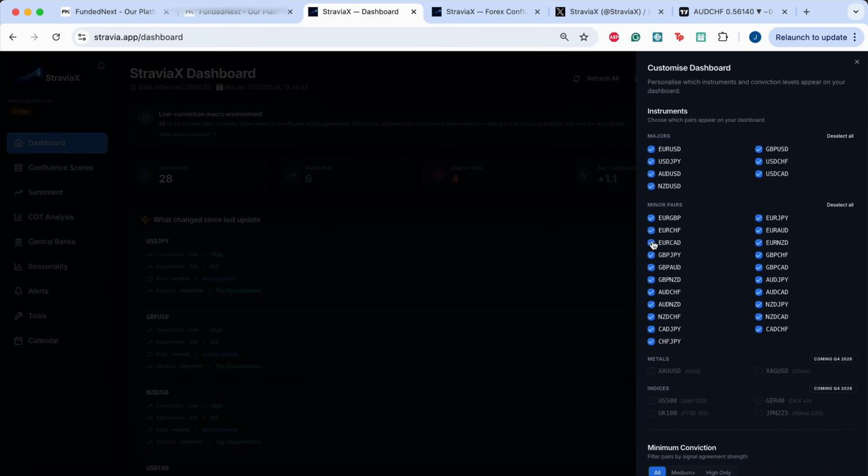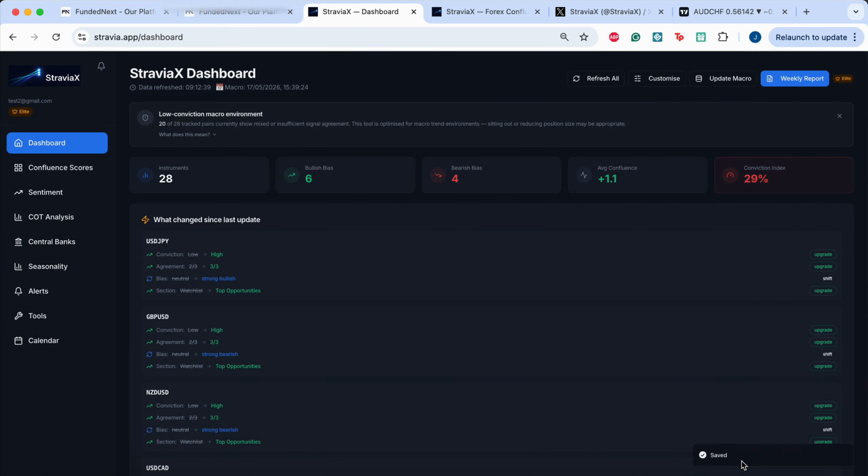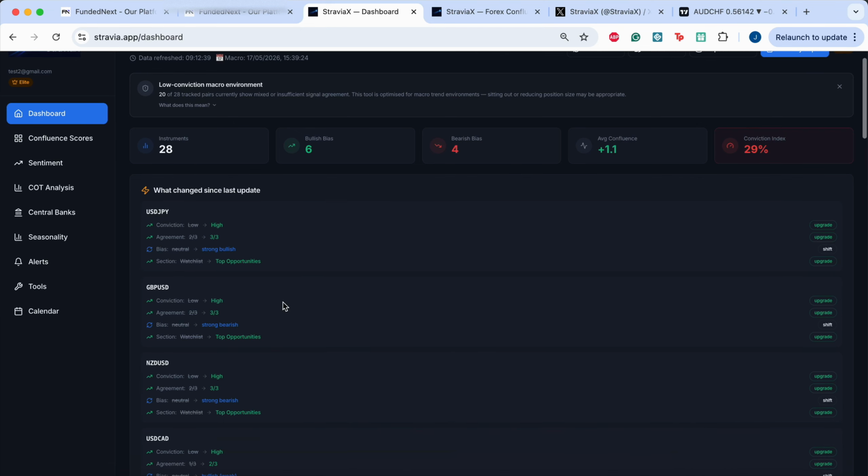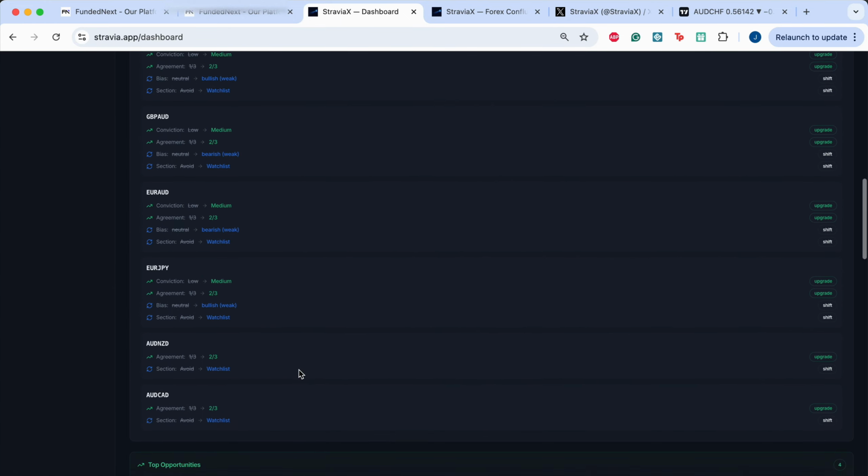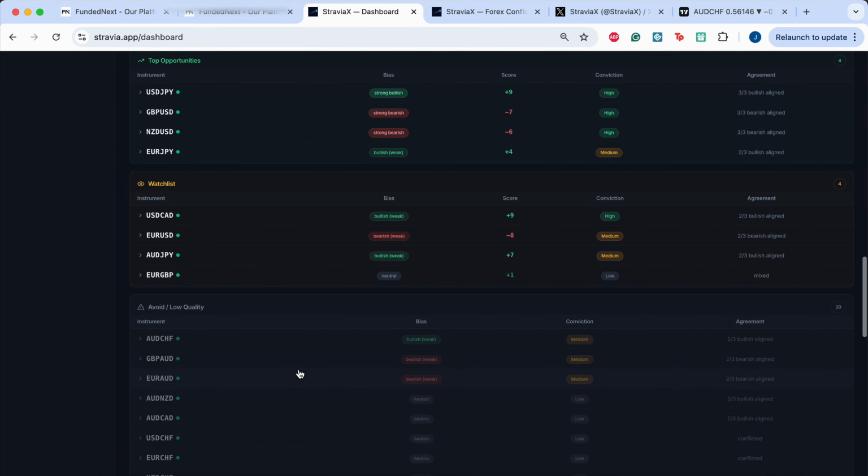We have customization where you can build your own dashboard. You can select what you actually want to look at. If you're a trader that likes to focus on particular pairs, or certain pairs that you don't want to be looking at, then you can customize your own dashboard. We've got metals and indices coming soon. It's not currently in this system at the moment. When you make the adjustments, your instruments and all these metrics change. This gives you what's changed since your last update, so you can immediately see what's changed.